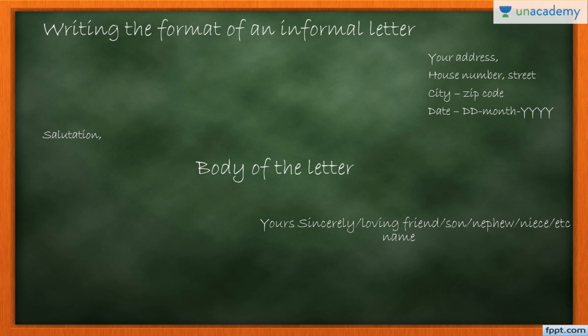So this is the basic format of an informal letter. Obviously, your address goes here. You give your house number, your street name, your city and zip code, and the date in DD month YYYY format. So it will be 1st January 2017, not 1/1/17.